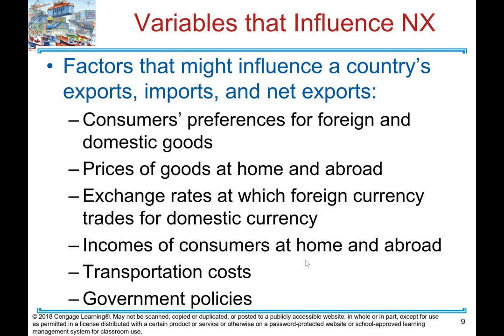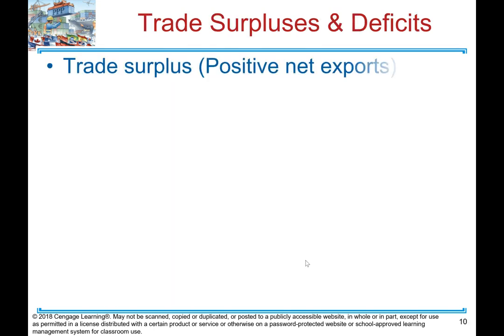So, exchange rates at which foreign currency trades for domestic currency. That is the price of one currency vis-a-vis the other. And incomes of consumers at home and abroad. Also, transportation and government policies.